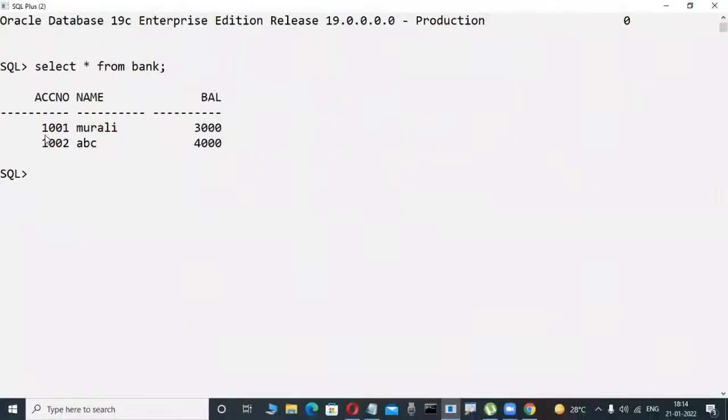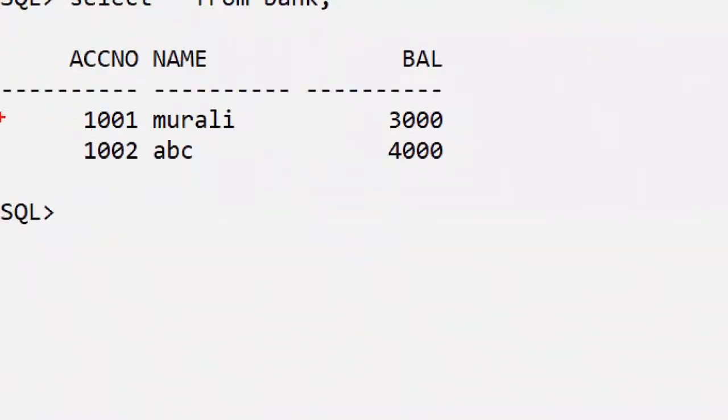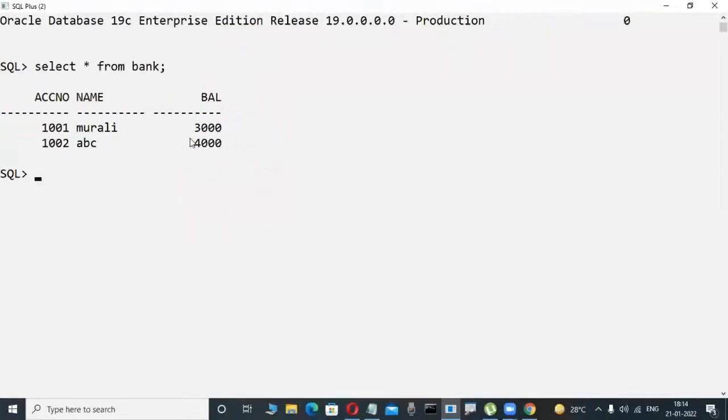Suppose this data, observe it for 1 minute. 1001 is an account number. My name is Murali, I'm an account holder. My balance is how much? 3000. Observe here, presently my balance is 3000, for example. Now check out the scenario.